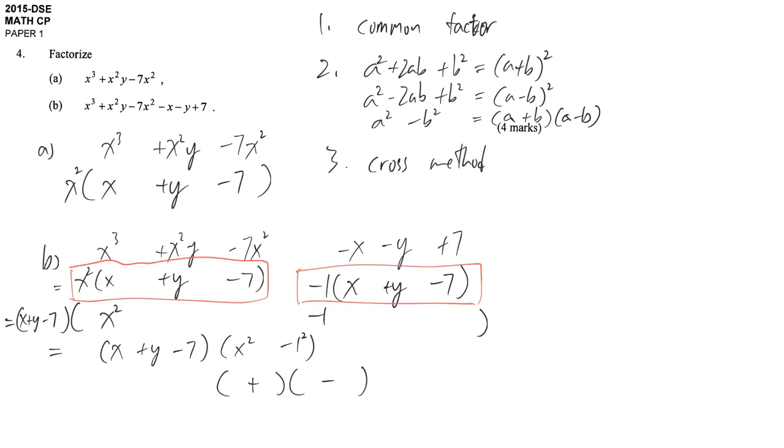Something plus something, something minus something. The first item is x, while the second item is 1. And we just copy down the other factor here. So that's how we finish the question.